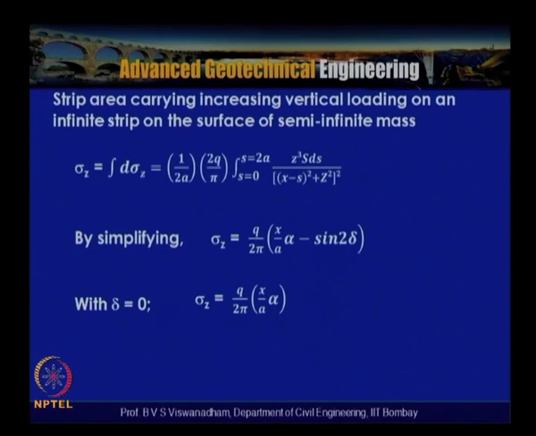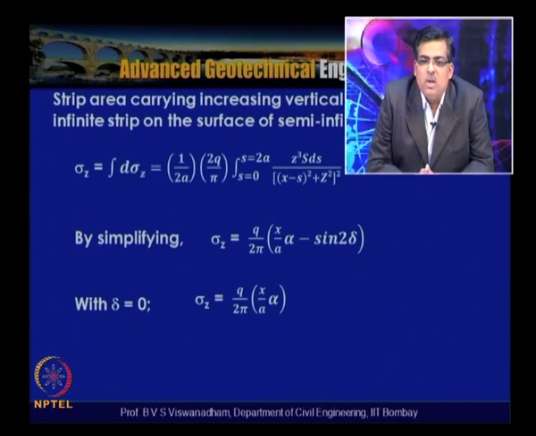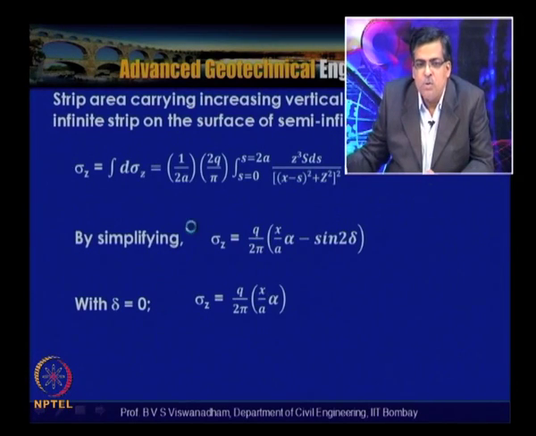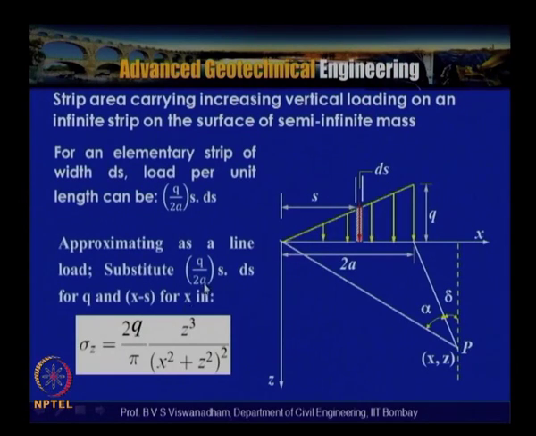Further, we can continue: sigma z is equal to the integral of d sigma z, substituting 1 by 2a and 2q by pi, where the limits of s range from 0, that is x is equal to 0, to x is equal to 2a, that is s is equal to 0 to s is equal to 2a, of z cube into s ds by x minus s whole square plus z square to the power 2. Here we substituted q by 2a into s into ds for q, and x minus s for x, and z is kept as z.